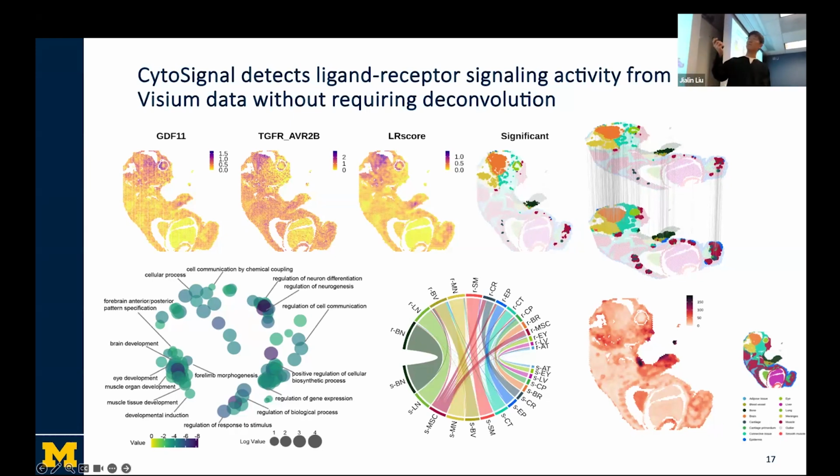So here's an example. If we apply CytoSignal on the Visium HD data, we don't even need to do deconvolution. 10x Visium HD data has a higher resolution, I think about 100 micrometers. As a comparison, each single cell is around 10 micrometers. So people usually process 10x Visium data first with deconvolution, and then you can do all the downstream analysis. But CytoSignal does not need to do that. You just apply it directly on the data.